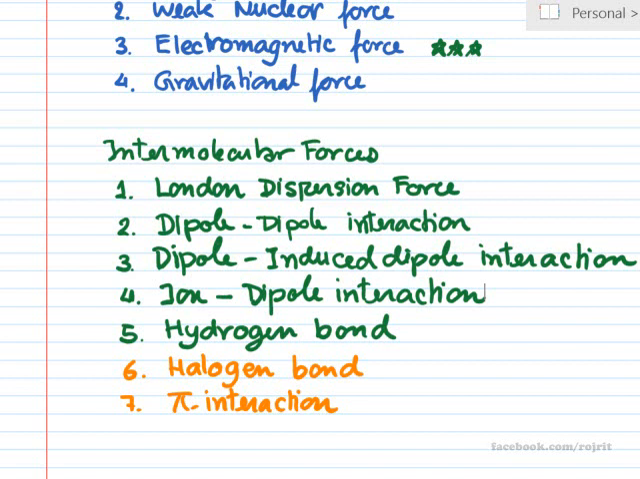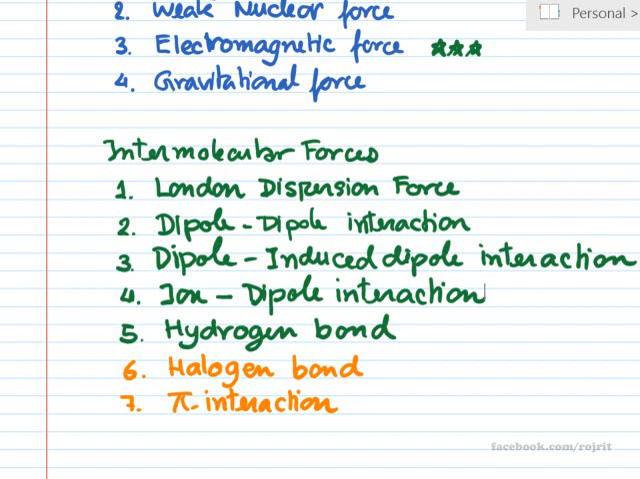And next, we have dipole-induced dipole interaction as well, because sometimes you have neutral molecules, but the neutral molecule can be induced to become a dipole molecule by the electrostatic charge of the solvent system, for example. I will give you examples of these kinds of forces afterward.